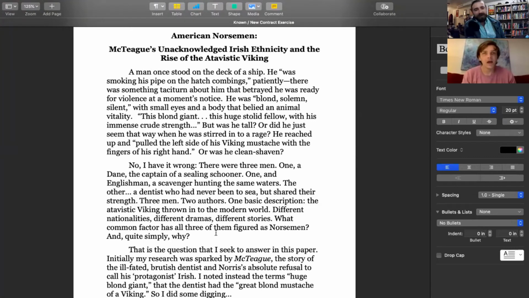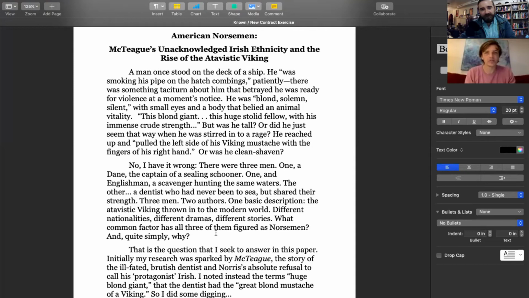American Norseman, McTeague's unacknowledged Irish ethnicity, and the rise of the atavistic Viking. A man once stood on the deck of a ship. He was smoking his pipe on the hatch combings, patiently. There was something taciturn about him that betrayed he was ready for violence at a moment's notice. He was blonde, solemn, silent, with small eyes and a body that belied an animal vitality. This blonde giant, this huge stolid fellow, was with his immense crude strength. But was he tall? Or did he just seem that way when he was stirred into a rage?